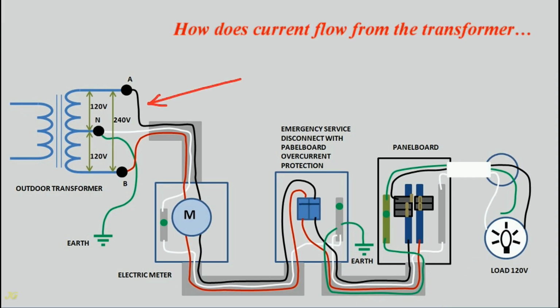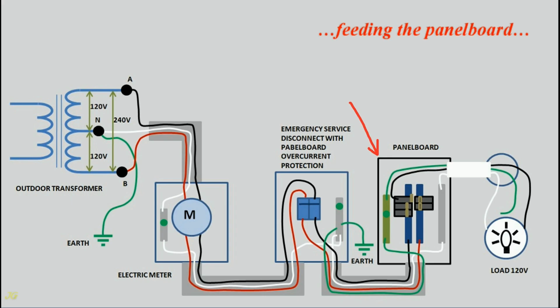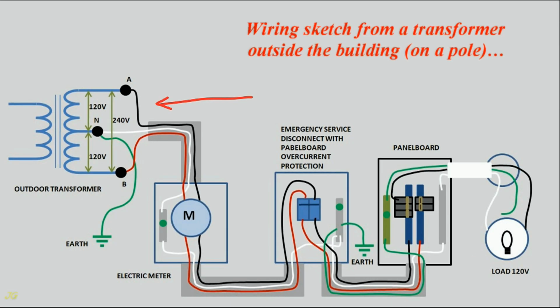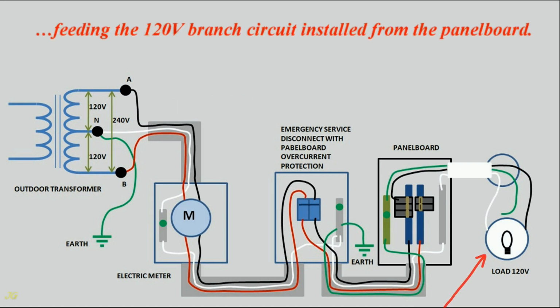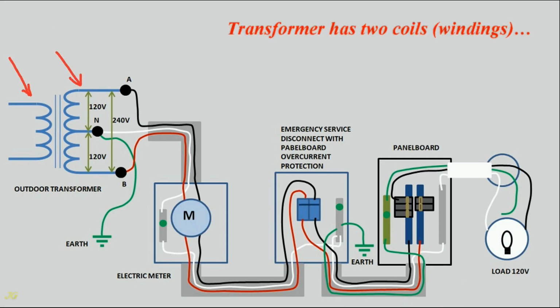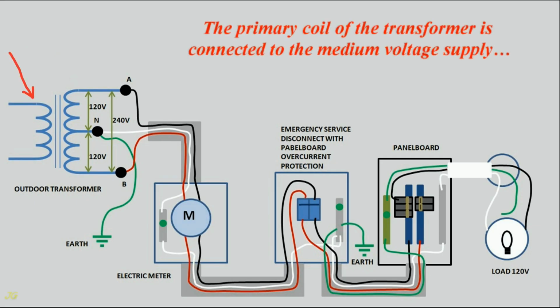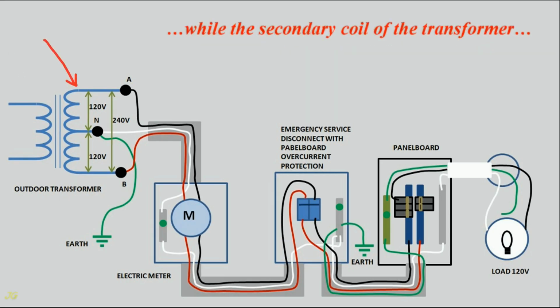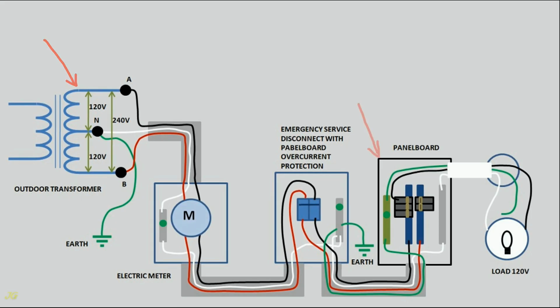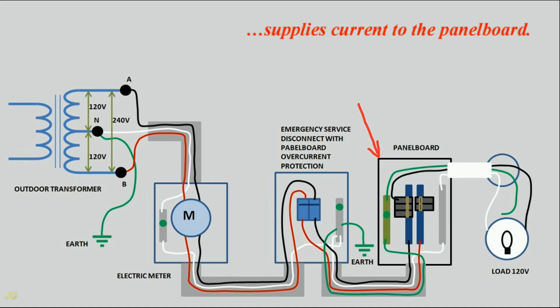How does current flow from the transformer feeding the panel board to the branch circuit load? Wiring sketch from a transformer outside the building, on a pole, feeding the 120 volt branch circuit installed from the panel board. The transformer has two coils, windings, and a core. The primary coil of the transformer is connected to the medium voltage supply, while the secondary coil of the transformer supplies current to the panel board.